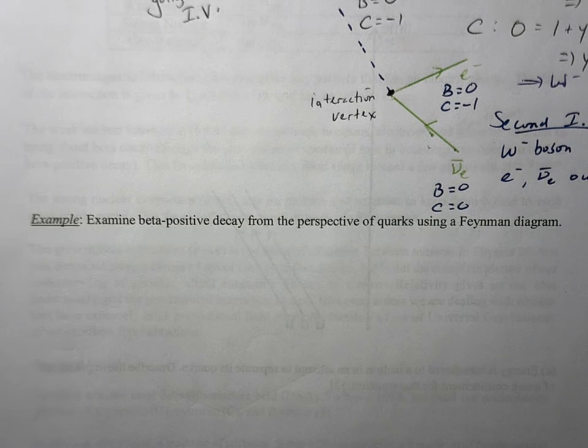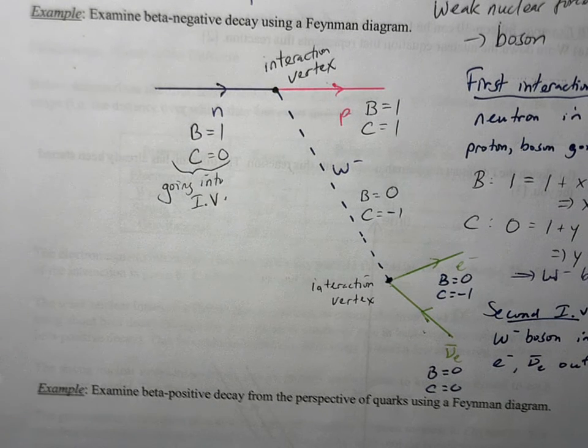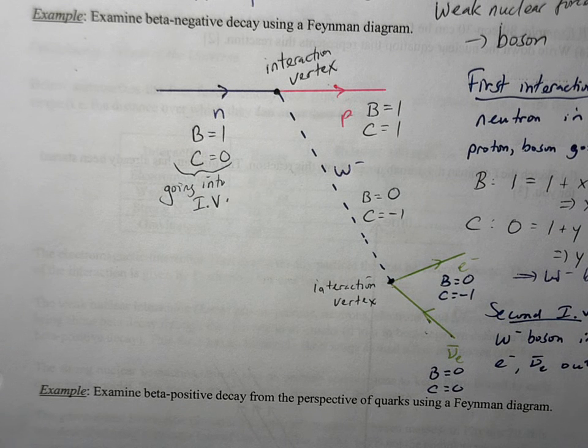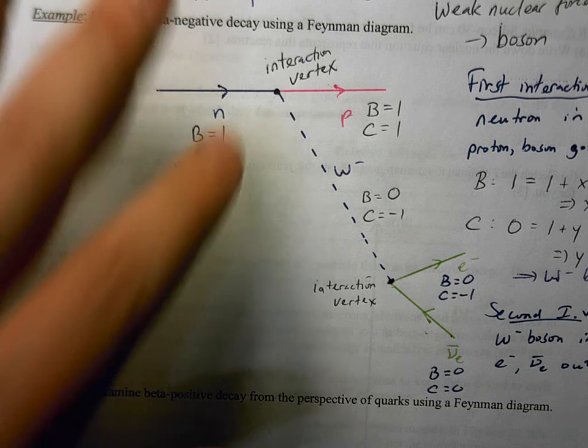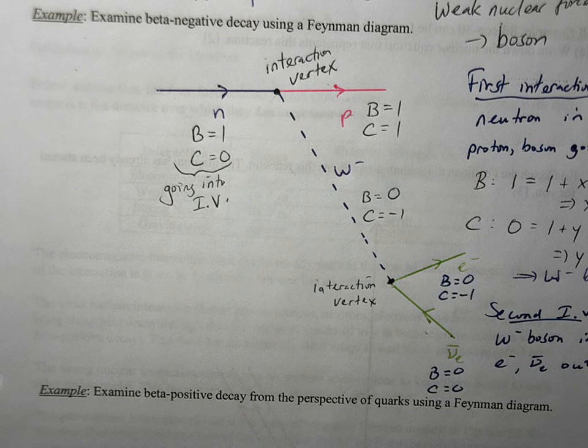So that's good. This is meant to show us a sketch of a beta negative decay. As I said, you would not be expected to know how to sketch this from scratch. That's a bit of a high demand for a high school student. This is just meant to show you what we mean by interaction vertex and how we look at the conservation laws at that interaction vertex.